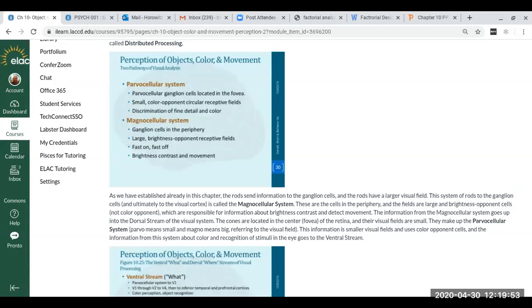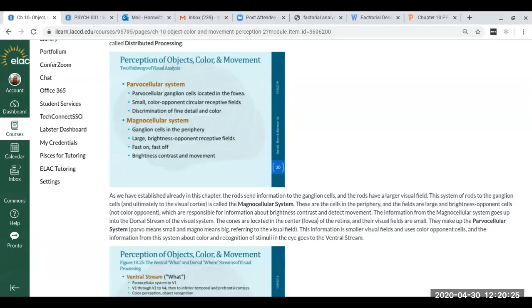As we've established, the rods send information to the ganglion cells, and the rods have a larger visual field. So again, this system is called the magnocellular system. It's in the periphery, fields are large, and we have the brightness opponent process. The information from the magnocellular system is what goes up into what we call the dorsal stream. That's the where system. So that's telling us if we can see movement and if we can see shape, that tells us where in our visual field something is.